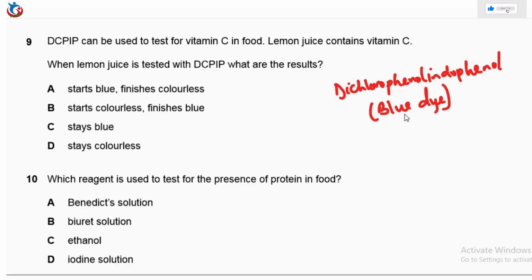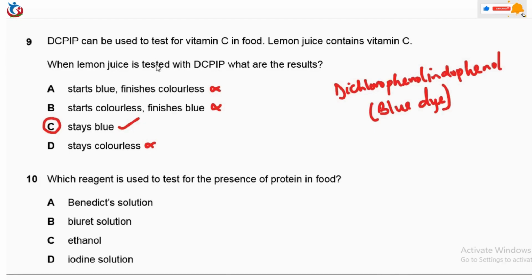Okay, so in the test for vitamin C using DCPIP, its original color is blue, and when it contains vitamin C, it still remains blue. Because of that, option A is wrong. It does not change to colorless, and the original color is blue, not colorless. So it stays blue, which is correct. It stays colorless, no. So because of that, option C is a correct answer. DCPIP is the test for vitamin C, and the solution is blue, and when vitamin C is present, the solution still remains blue.